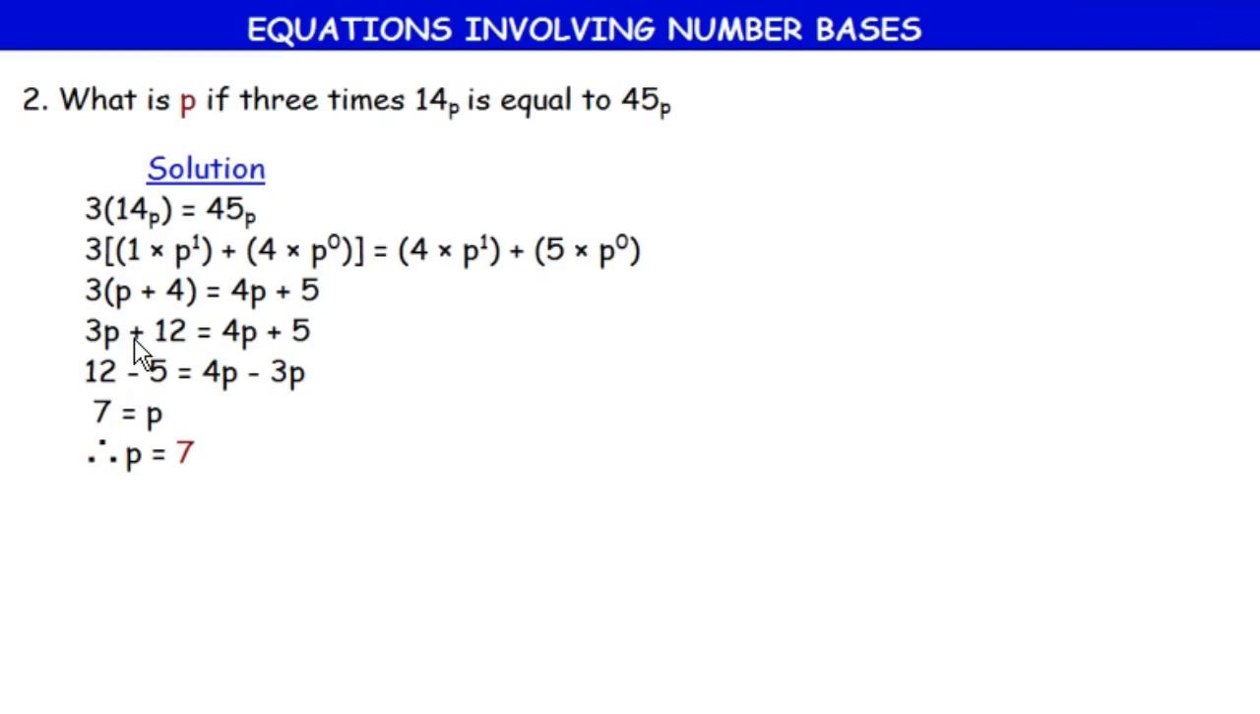So when we get there, we just group like terms, right? So we are going to bring the 5 to the left side to come and subtract, and then we take the 3p to the right side to also go and subtract. So in the end we are getting 12 minus 5 is equal to 4p minus 3p, right? So 12 minus 5 is 7, 4p minus 3p is p. Therefore our p is equal to 7, right? So that is basically how to solve equations involving number bases. I believe it's clear, right?